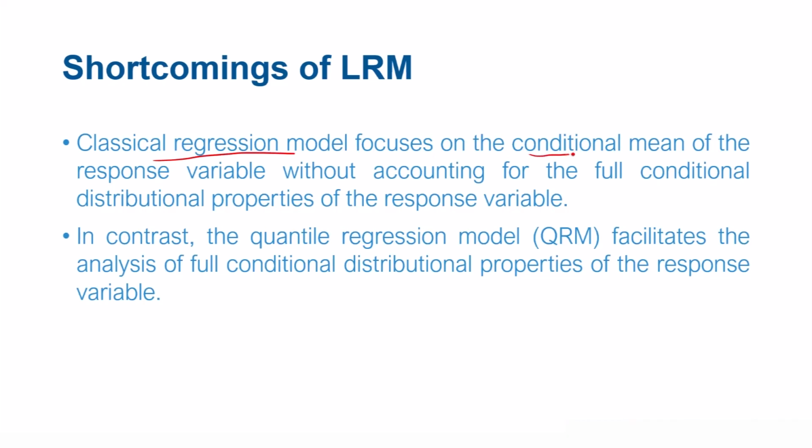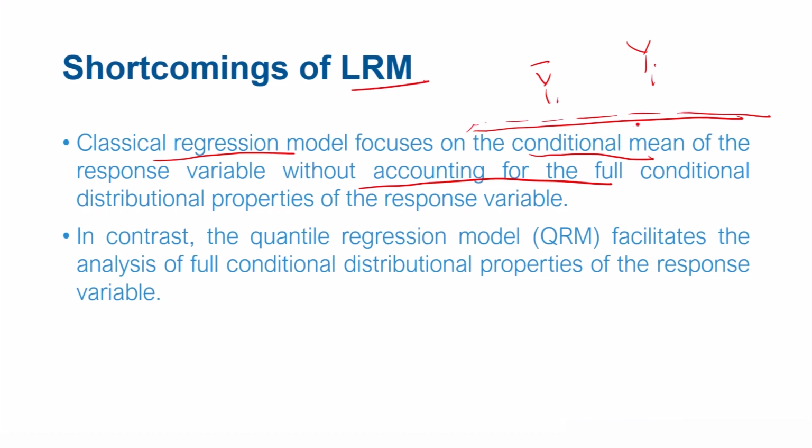It focuses on the conditional mean, or that average, the y bar of the response variable. So ultimately you try to estimate the conditional mean without accounting for the full conditional distributional properties of the response variable. Your response variable y_i may have a full spectrum of distribution. However, this linear regression model focuses on the mean, the average value of this response variable.